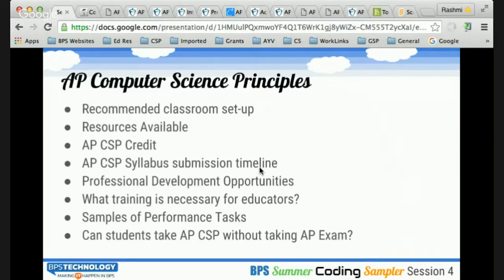Can students take AP CSP without taking the AP exam? Yes, of course. It is a really great course to get students into computer science, and they do not have to take the AP exam if they do not want to, but it is a really enriching experience for them in terms of learning the concepts, implementing them, and having these performance tasks. So they're doing projects from scratch. So it allows them to have that experience of computer science, a hands-on experience of computer science.